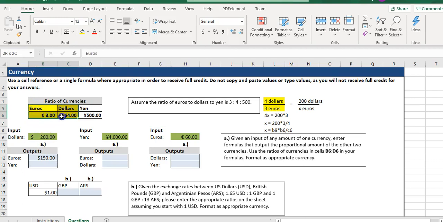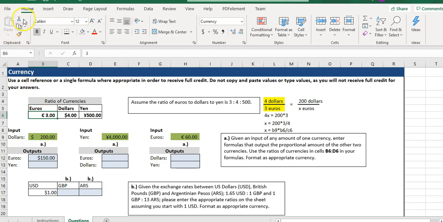Format Painter allows us to take the format of another location and copy it. So notice that I've got euros right here in cell B6. So I'm going to click there. What I can do is take that format and paint it.